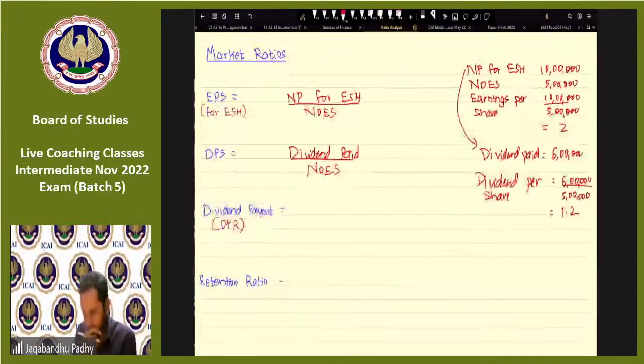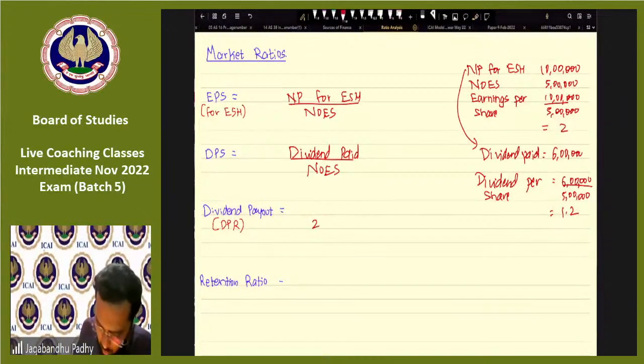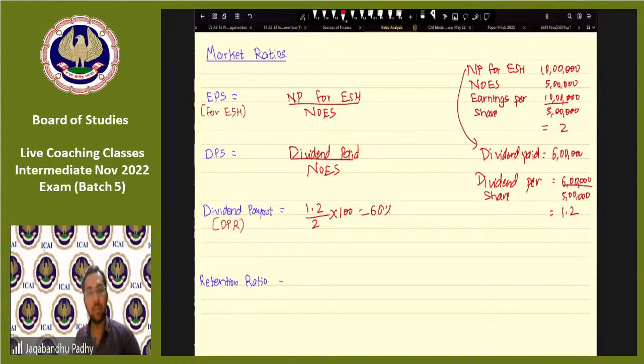Simple. Now if I tell you out of 2 rupee, 1.2 is paid as dividend per share, so tell me what percentage is paid out as dividend. Out of 2 rupee, you are paying 1.2 as dividend. So can I say it is 60%? So 60% of your income is paid out as dividend.